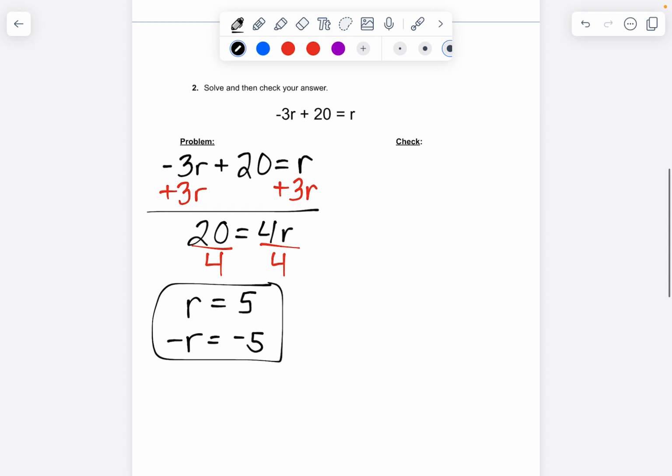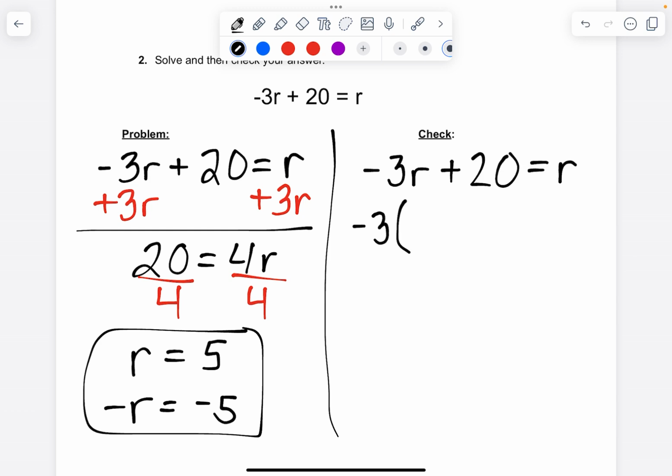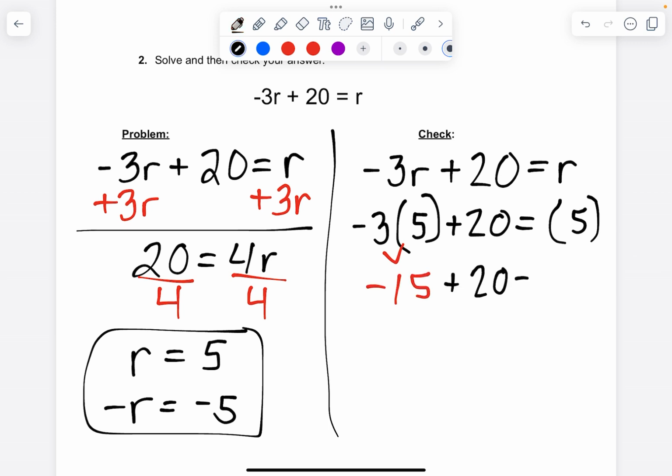So now I'm going to go ahead and do my check. So I've got negative 3r plus 20 equals r. I'm going to take out the r and put in 5. I'm going to multiply, so I get negative 15. And I end up with 5 equals 5.